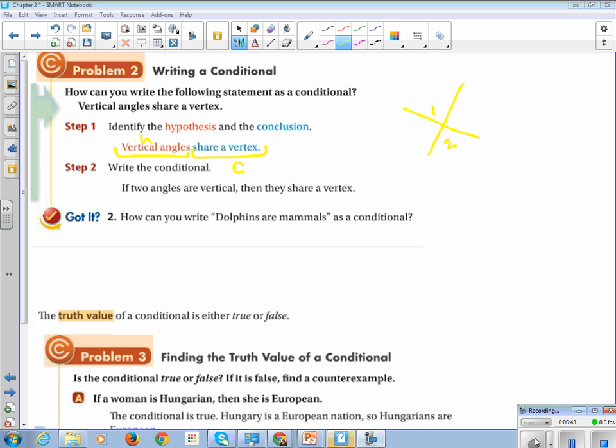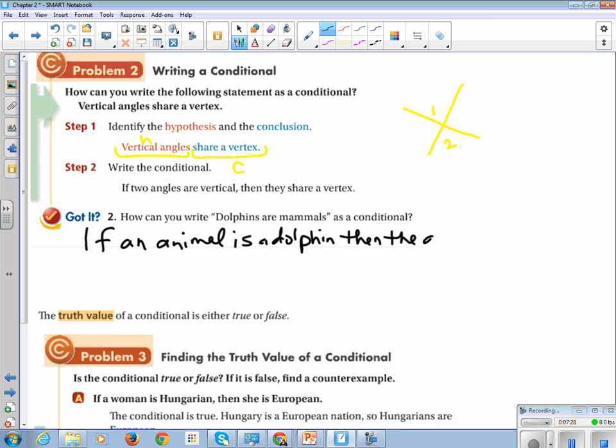How can you write "dolphins are mammals" as a conditional? Which one is the correct statement? All dolphins are mammals, or all mammals are dolphins? All dolphins are mammals. So make sure you circle that on your paper. Let's make that an if-then statement. If an animal is a dolphin, then the animal is a mammal.